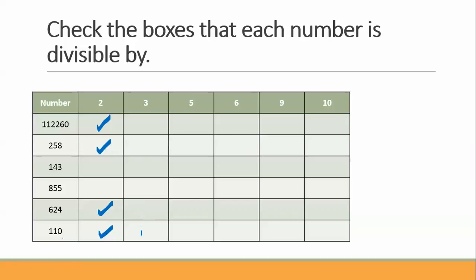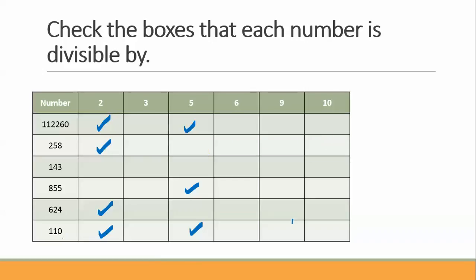Let's skip 3 for a second, because 3 and 9 we're going to do the same thing for, to figure out our divisibility. So let's do the other ones because these are the ones we can just look at. 5, we're looking for divisibility for 5, so it needs to end in a 5 or a 0. 112,260 ends in a 0, so that's divisible by 5. 258 is not a 5 or a 0. 143 is not a 5 or a 0. 855 ends in a 5. 624 is not a 5 or a 0. 110 does end in a 0, so that one's divisible by 5.